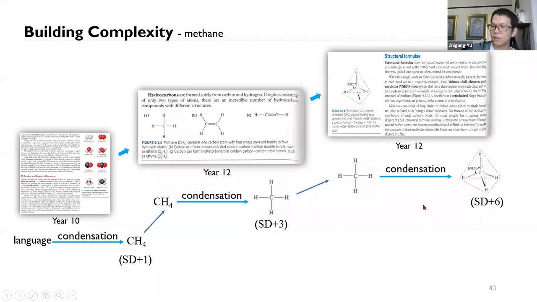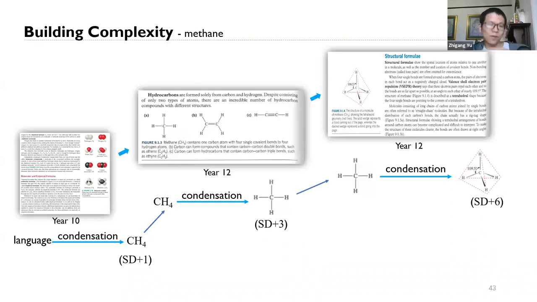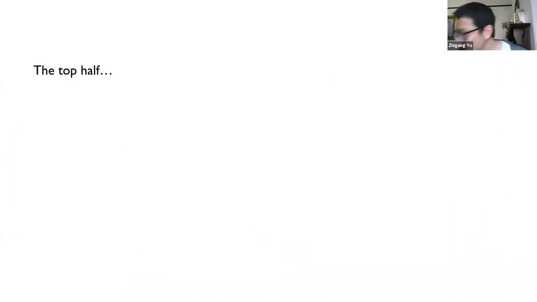SCH4 and this structure formula will be used directly in the next stage and further condensed to here. From SD plus 1, SD plus 3, and SD plus 6, we can use our translation device to see how the complexity has been gradually built there. So this is a payoff of our translation device. Hope you can see some value of it. And this is the bottom half, and I have half an hour.